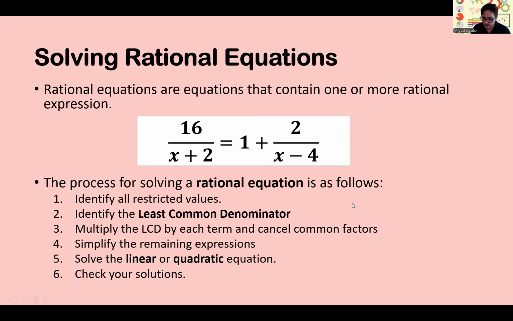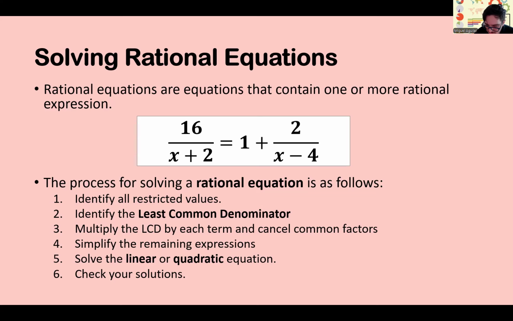All right, here comes the hard stuff, okay? So we have this rational equation here, and there are 3 terms in this rational equation. We have 16 over x plus 2 equals 1 plus 2 over x minus 4. So not only do we have numbers in this problem, like our numbers in our numerator, but the denominators are actually polynomials. They're binomials. We have x plus 2 and x minus 4.